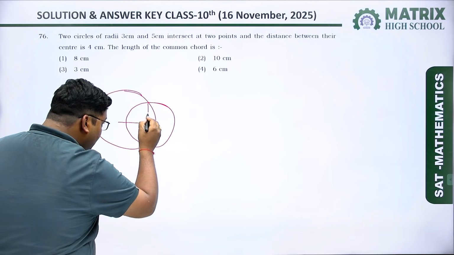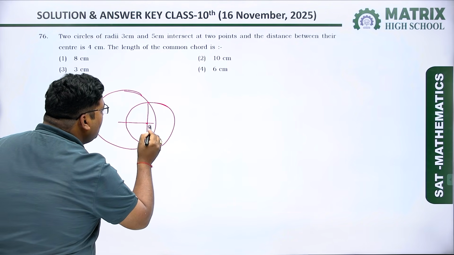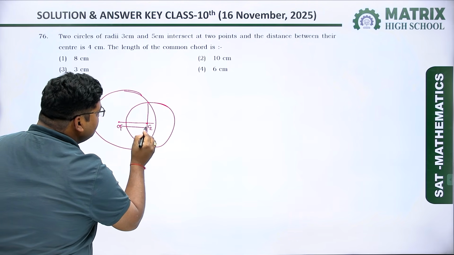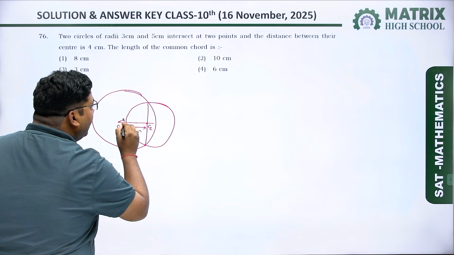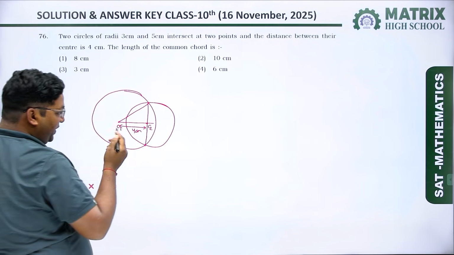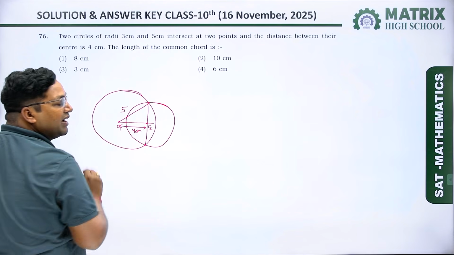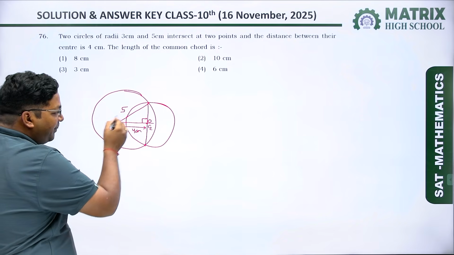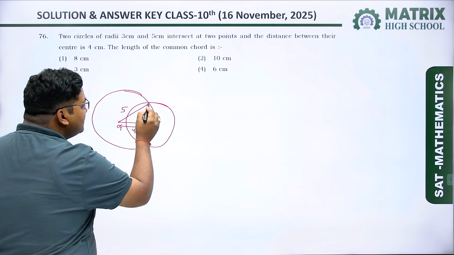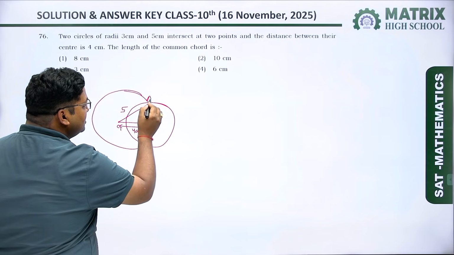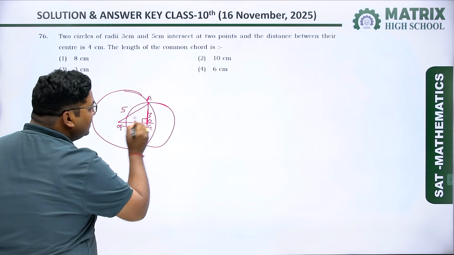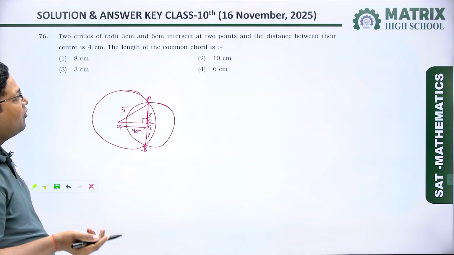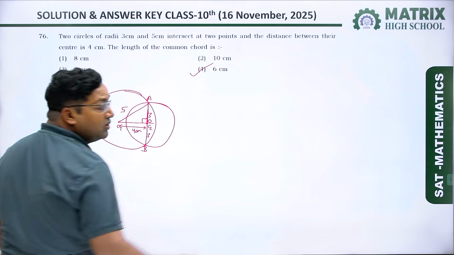So let's assume this is center 2 and this is center 1 and this distance is given 4 cm and this is the radius of the larger circle. So this distance is 5 cm. Let us assume this point is O. Here it is 90 degree angle. So हम यहाँ पे पाइथागोरस थ्योरम अगर अप्लाई करते हैं, so this value is 3. Let us assume this point is A. So OA value is 3. Similarly this point is B, so OB value is 3. It means the length of chord is 6 cm. So option number 4 is the right answer.